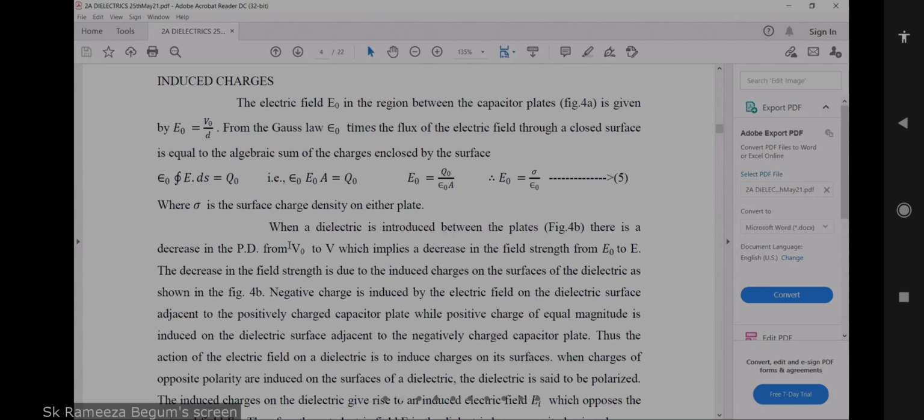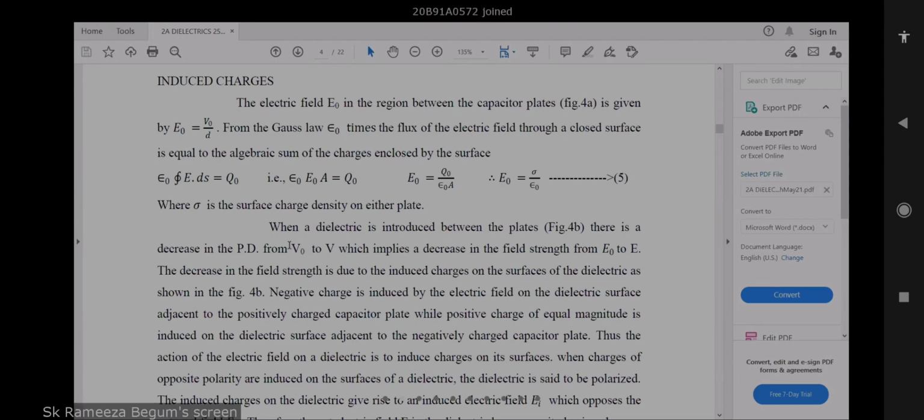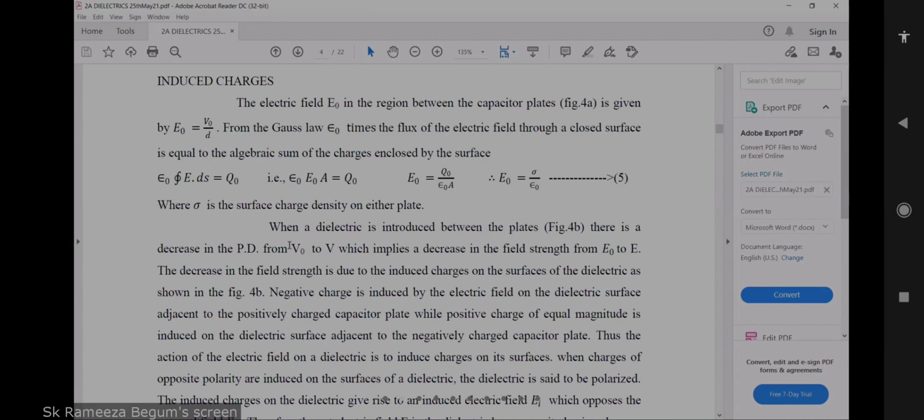So whenever a dielectric is introduced between the plates, what happens? There is a decrease in potential difference from V naught to V, which implies a decrease in the field strength. So due to the decrease of potential, the field strength also decreases from E naught to E. The decrease in the field strength is due to the presence of induced charges on the surfaces of the dielectric. So see this figure.